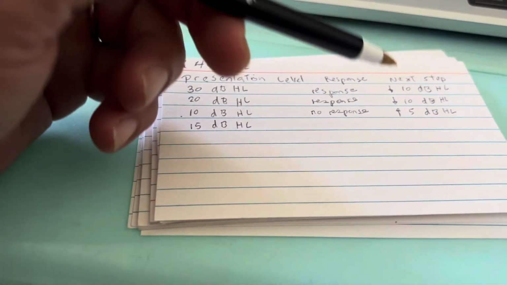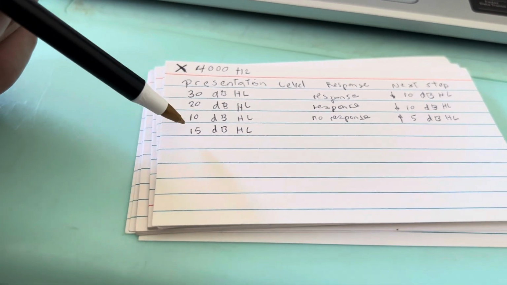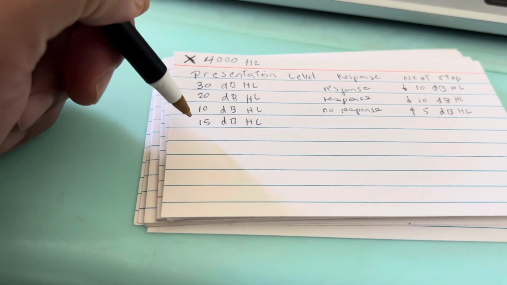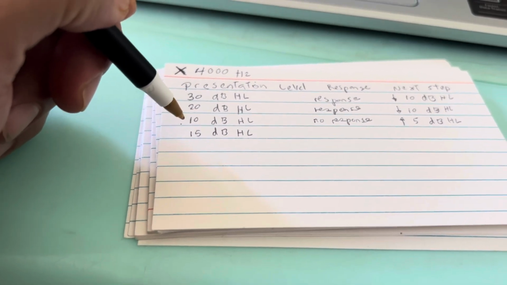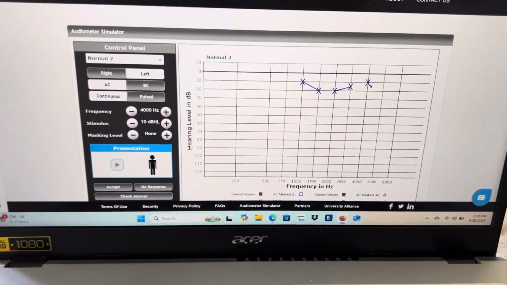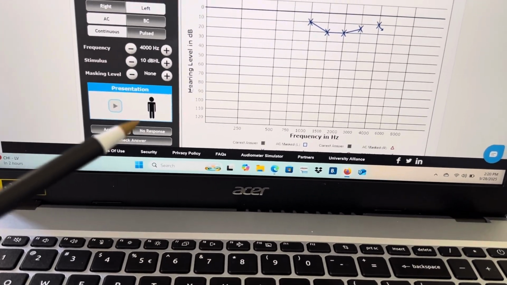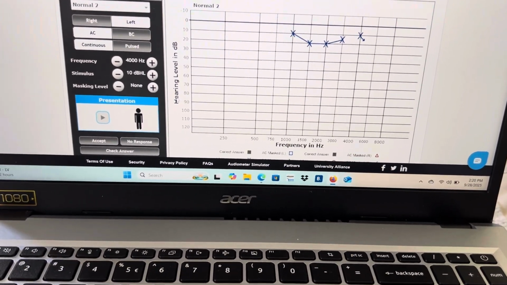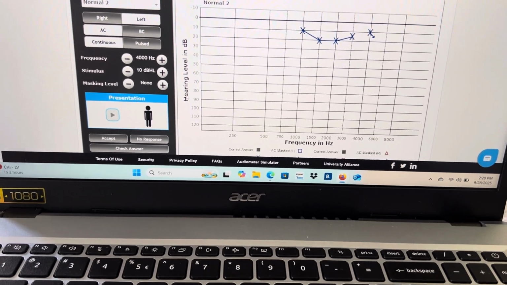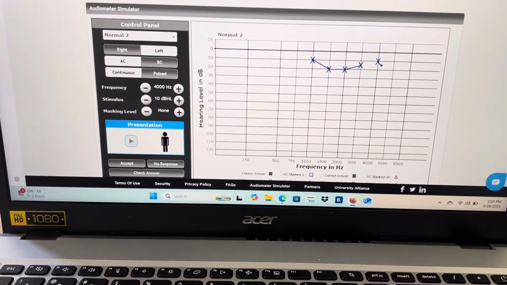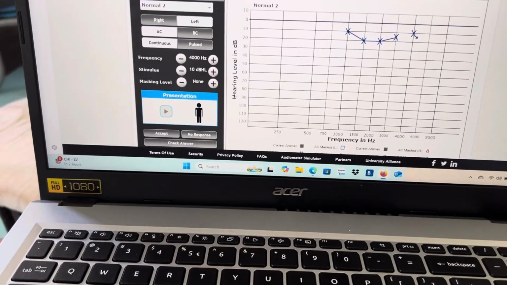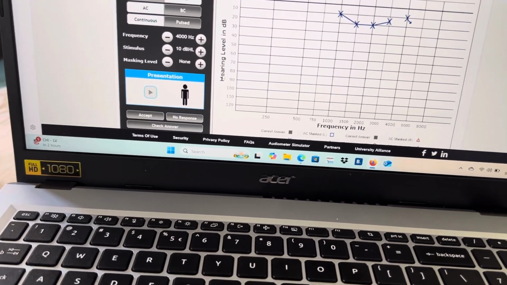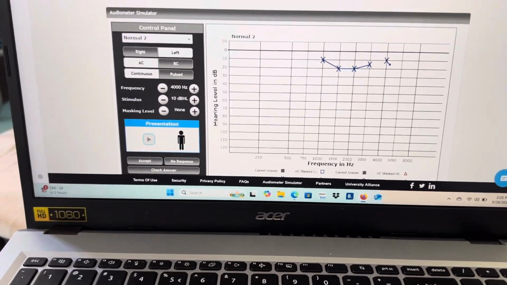Okay. So remember, what we're looking for is the threshold at which this person can hear. It would be like the softest hearing, the softest tone this person can hear on this frequency, or on a 4,000 frequency. At least 50% on an ascending scale, or on an ascending stimulus presentation as they have it.